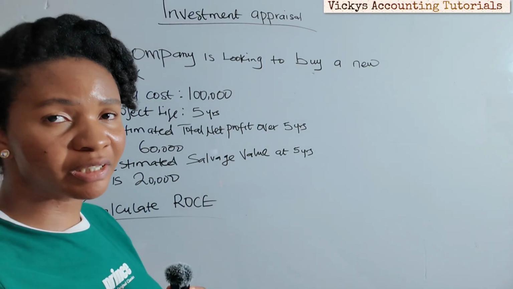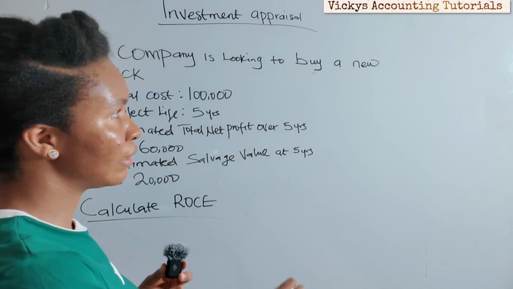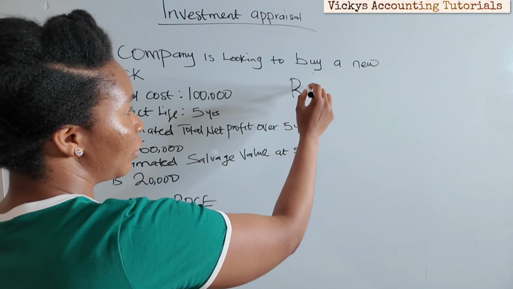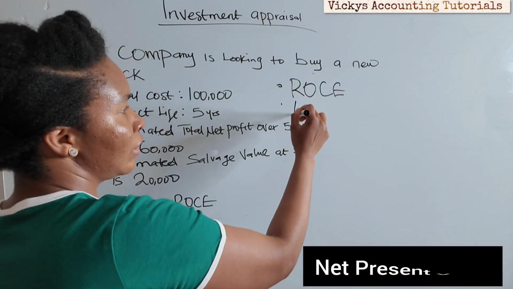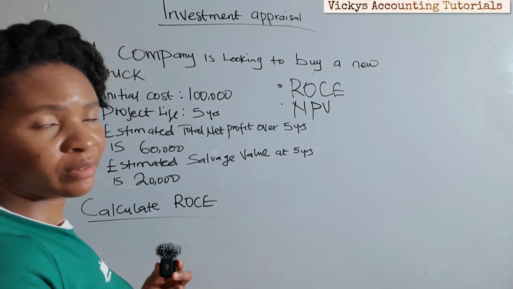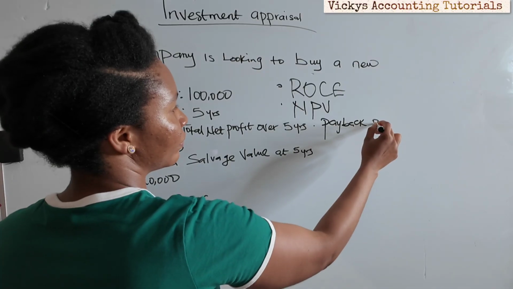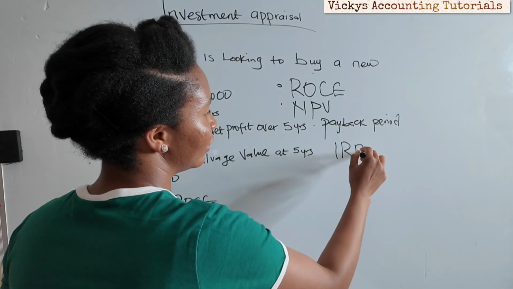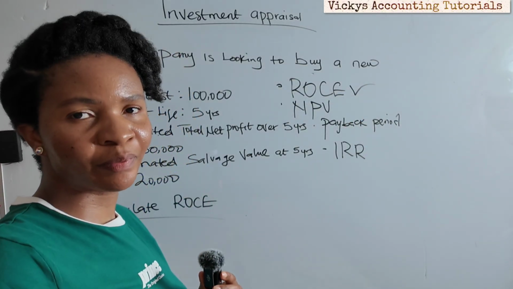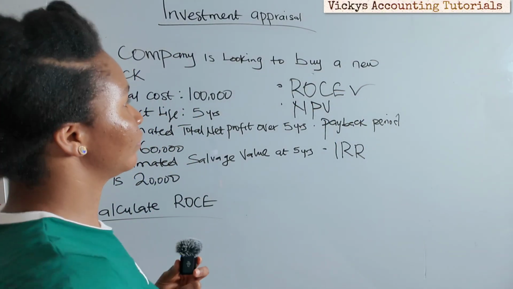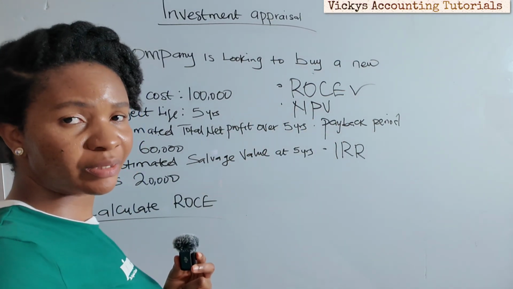There are different types of investment appraisal, but we are going to be dealing with one today, okay? There are return on capital employed, and there are NPV, there are payback period, internal rates of return. But in today's video, we're going to be talking about ROCE, return on capital employed. Okay, so these are the few ways a company appraises their investments.